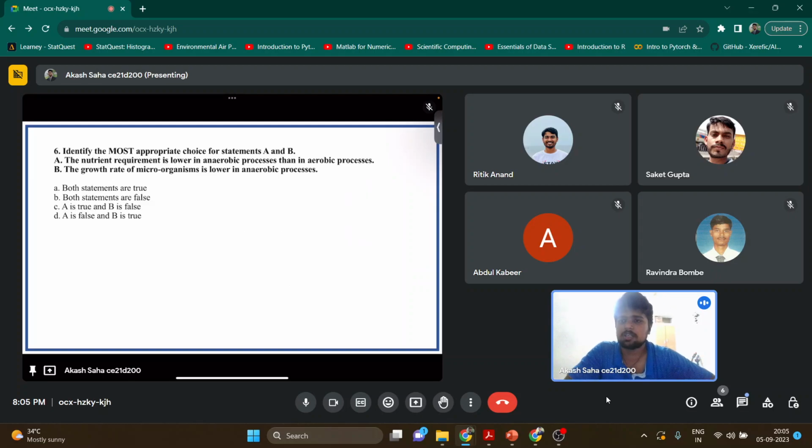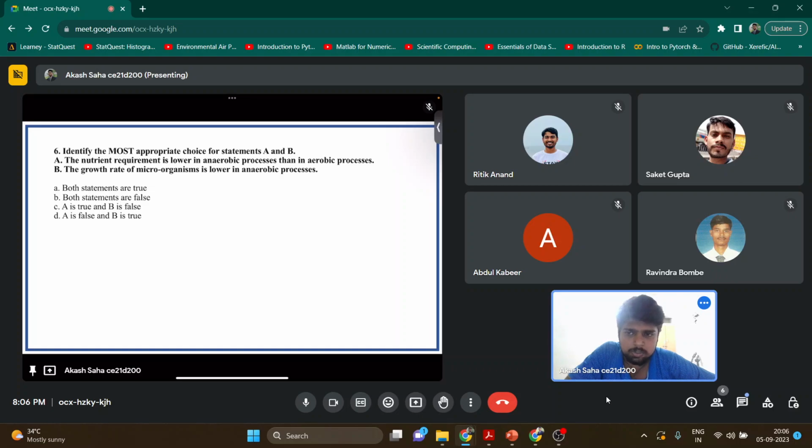Okay, next question. Identify the most appropriate choice for statement A and B. Statement A says the nutrient requirement is lower in anaerobic process than aerobic process. B, the growth rate of microorganisms is lower in anaerobic process. So are both the statements true? Both are false, A is true and B is false, or B is true and A is false.